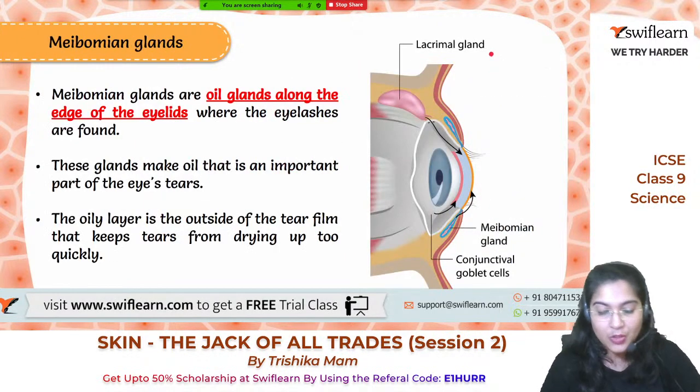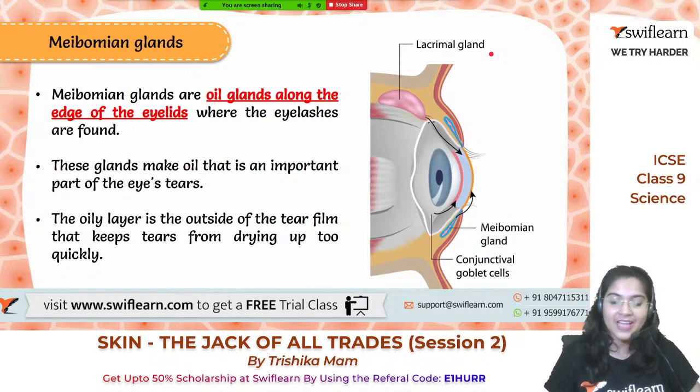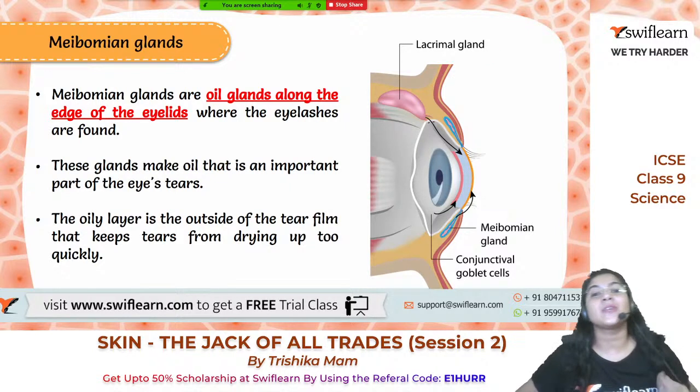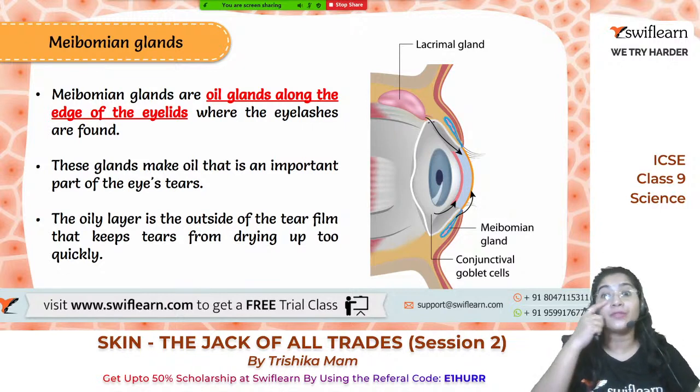Now let us move on to the meibomian gland. The meibomian gland is basically present in the edge of the eyelids.